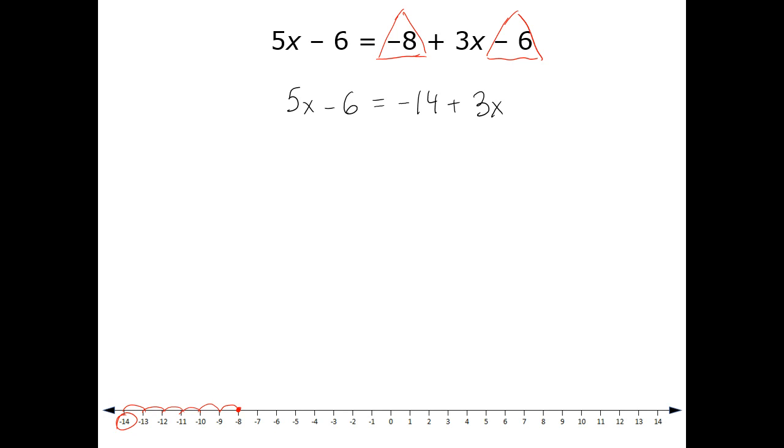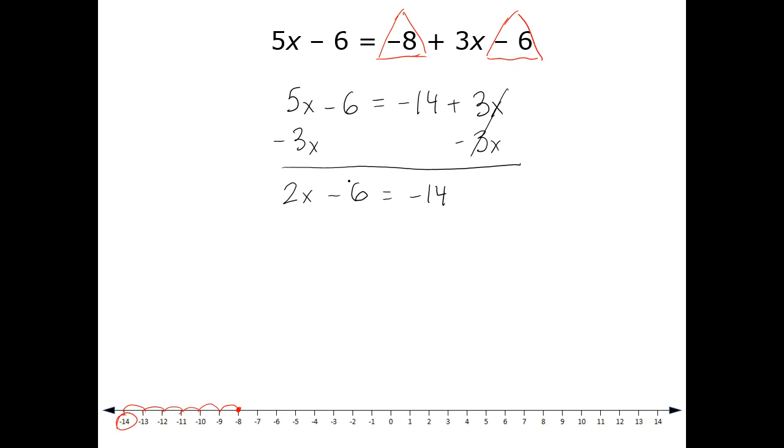So I'm going to start by getting rid of the x's on one side of the equal sign. So I'm going to start getting rid of this positive 3x by subtracting 3x's on both sides. These cancel out. 5x combined with negative 3x, that's just going to be positive 2x. You can do that on the number line if you like. Minus 6 equals negative 14.